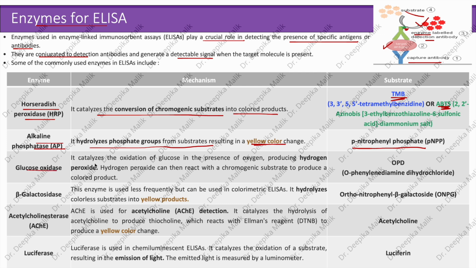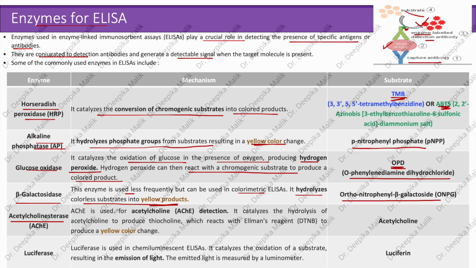Glucose oxidase catalyzes the oxidation of glucose in the presence of oxygen, producing hydrogen peroxide. Hydrogen peroxide can then react with a chromogenic substrate to produce a colored product, and the substrate used for this is OPD, which is o-phenylenediamine dihydrochloride. Then beta-galactosidase is used less frequently but can be used in colorimetric ELISA. It hydrolyzes colorless substrate into yellow products. The substrate used for this is o-nitrophenyl beta-galactoside.